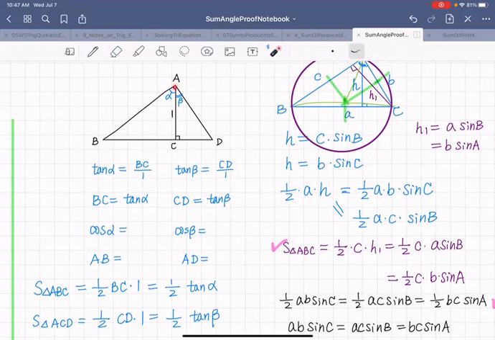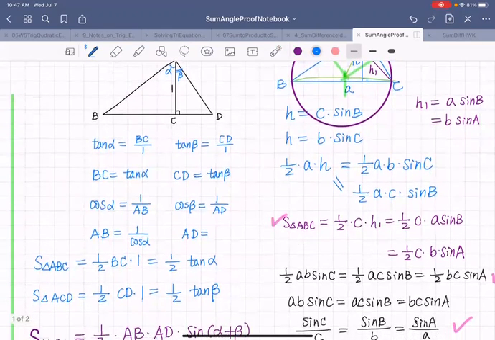Look at this. In this triangle, cosine alpha equals 1 over AB. Cosine beta equals 1 over AD. So AB will equal secant alpha, or you can just write 1 over cosine alpha. AD equals 1 over cosine beta. Next.